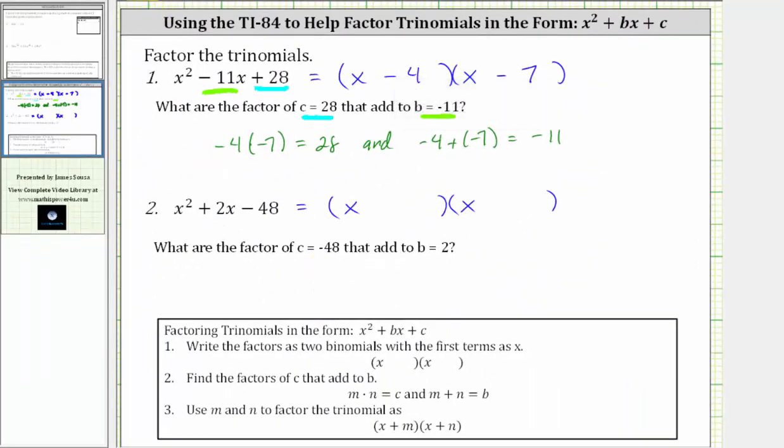So again, from the table we found that positive 8 times negative 6 is negative 48, and positive 8 plus negative 6 is positive 2, the value of b, which means one binomial factor is x plus 8, and the other is x minus 6.